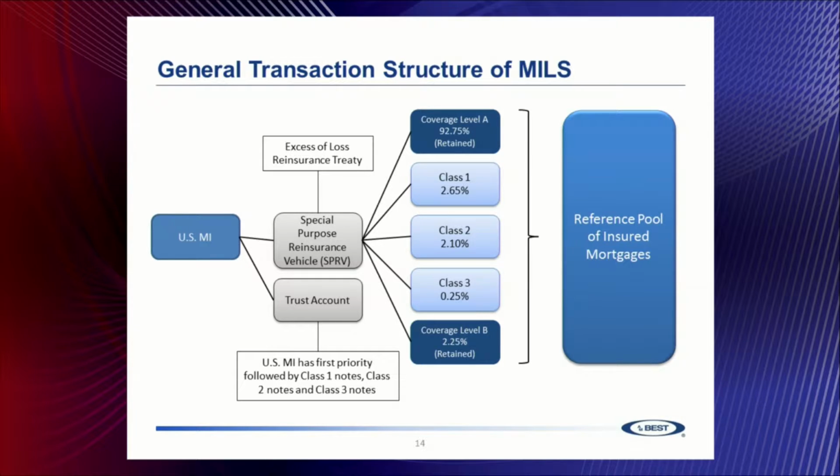Note holders lose a portion of their principal if losses on the reference pool exceed the retained amount by the MI. So in this diagram, the coverage level B here is the retained amount. So the USMI absorbs that loss, which is 2.25% of the risk in force. And the remaining loss goes to the Class 3, 2, and 1 notes. And thereafter, the USMI takes on the remaining losses.